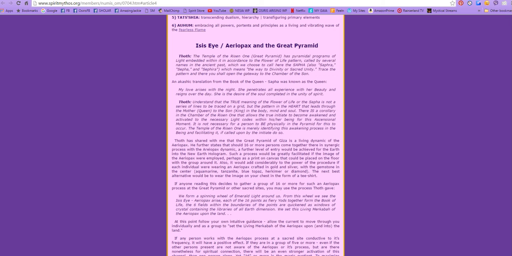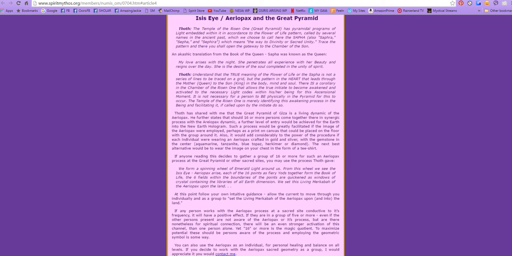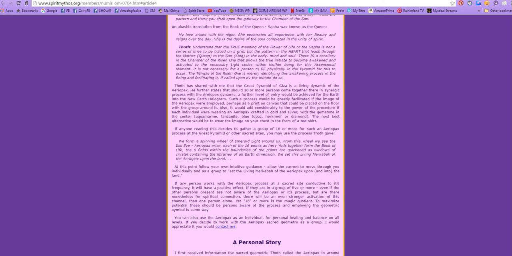We form a spinning wheel of emerald light around us. From this wheel, we see the Isis Eye EYE-AREIOPAX arise. Each of the 16 points as fiery yodes together form the Book of Life. The six fields within the boundaries of the points are quickened as windows of crystal containing the libraries of all Earth dimension, period. We set this living Merkaba of the EYE-AREIOPAX upon the land. At this point, follow your own intuitive guidance. Allow the current to move through you individually and as a group to set the living Merkaba of the EYE-AREIOPAX upon and into the land.